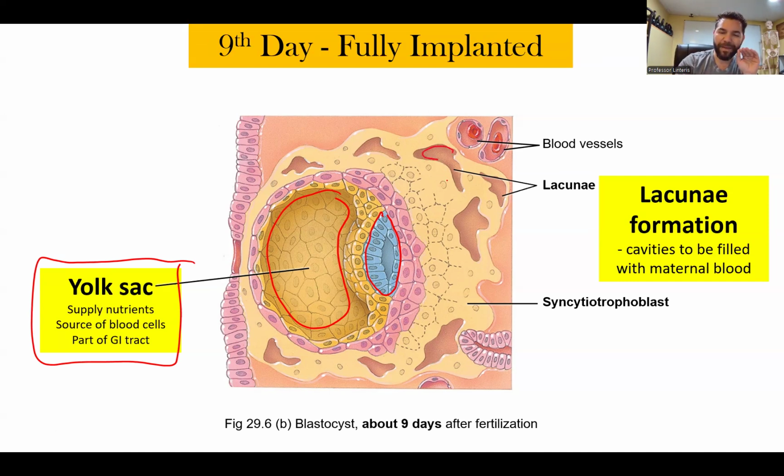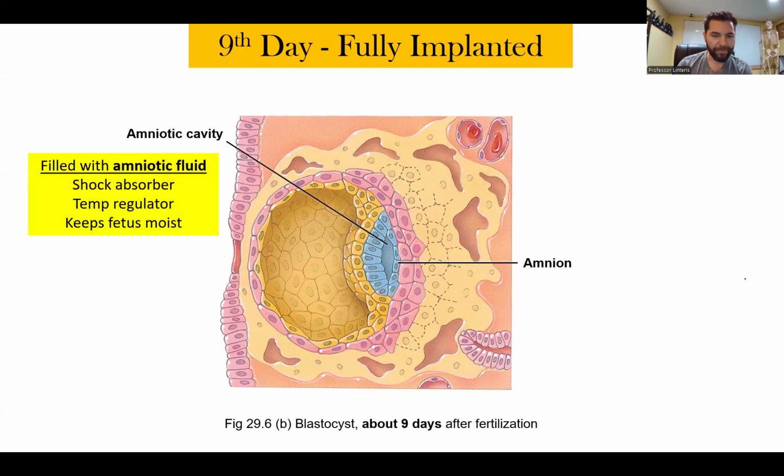And then we have the formation of these lacuna. These little spaces will be filled with maternal blood, right? We can see the syncytotrophoblast there that helped dig it in. Because the blood flow will be super important for the development of these cells, they need nutrients. That lacuna formation is pretty significant, right?